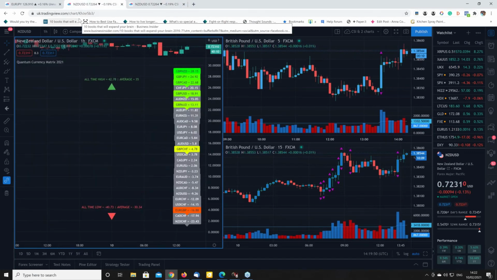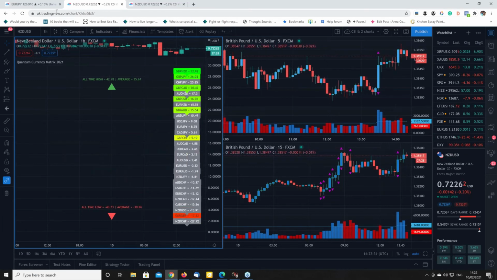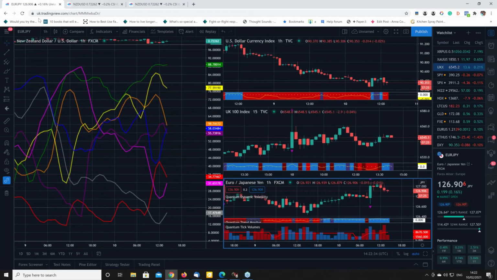As I say, we've got the currency heat map coming along very soon, and that will be followed by the others as well, the volume point of control and also support and resistance.